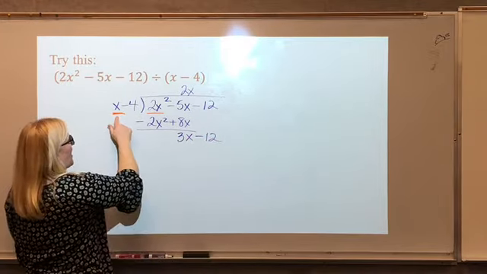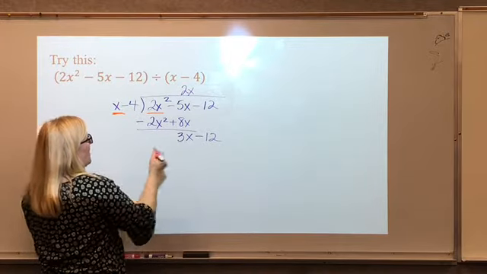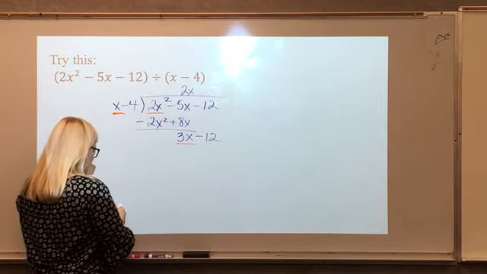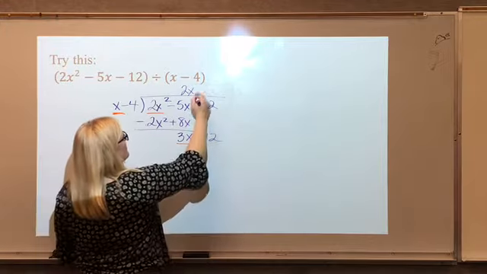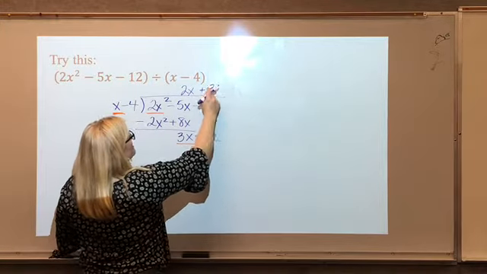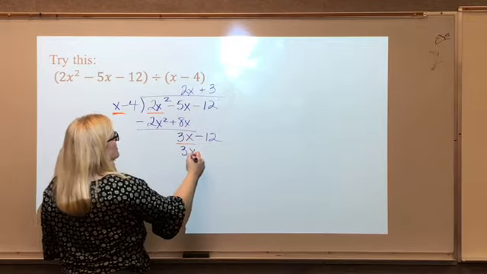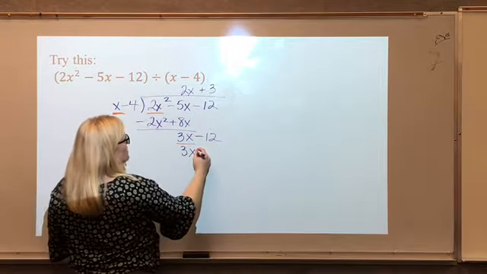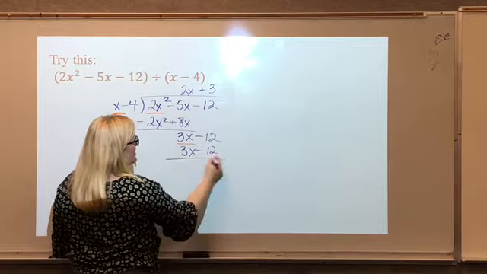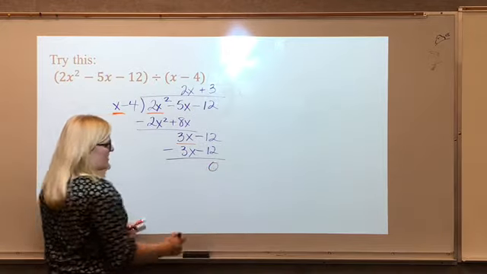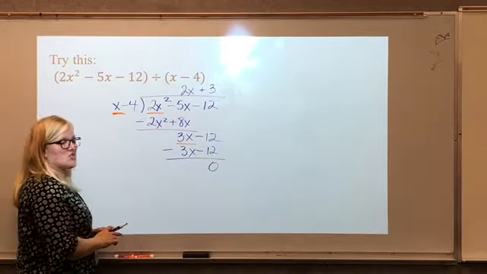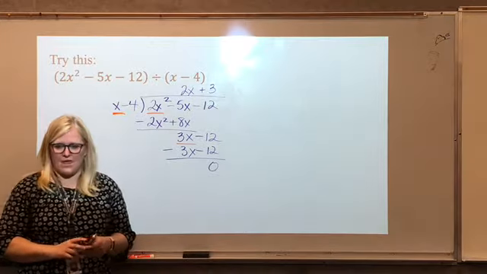And now I'm looking at what multiplies by x to give me 3x. And that is 3. So 3 times x is 3x. 3 times negative 4 is negative 12. And when I subtract these, that gives me a 0. So my answer is 2x plus 3. All right.